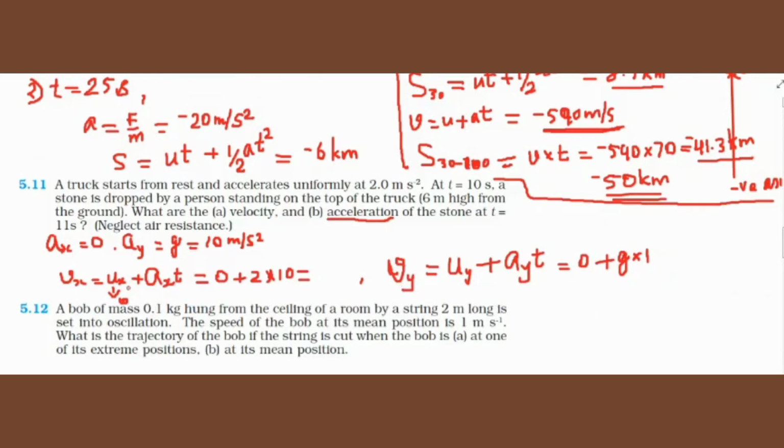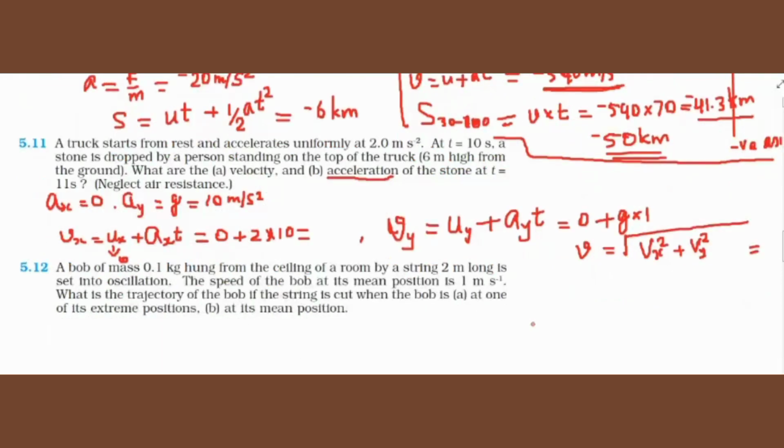Then if you get the value of Vx and Vy, you can find the value of V. What is the formula? Resultant V is equal to the square root of Vx square plus Vy square. So you will get the answer. That is, find the horizontal velocity, then vertical velocity, then resultant velocity.